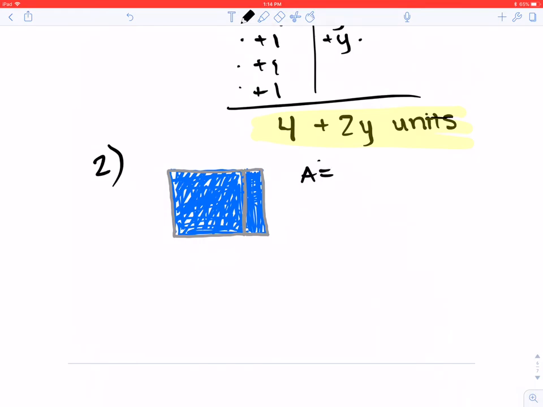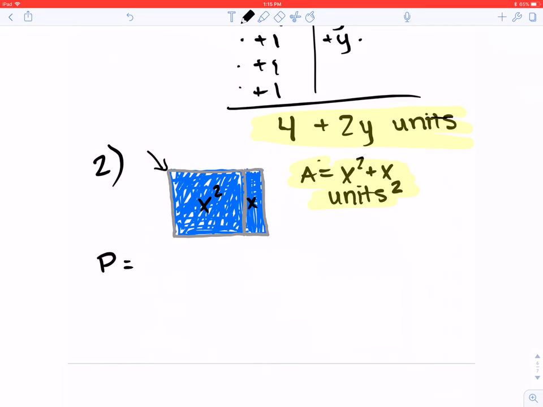All right, A equals, well, this is an x squared tile and this is an x tile. So my area is x squared plus x units. Units what? Units squared. That is my area. That part's done. Now we need to find the perimeter. And to find the perimeter, we need to label our sides. So again, start at the top left corner.